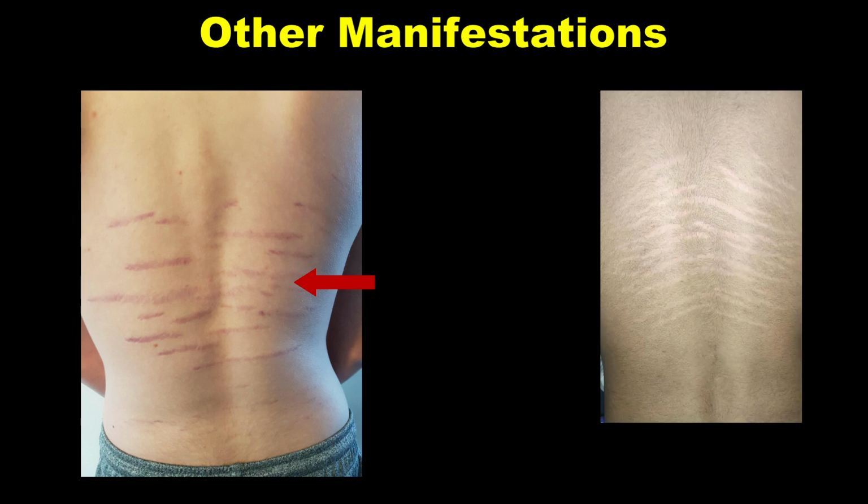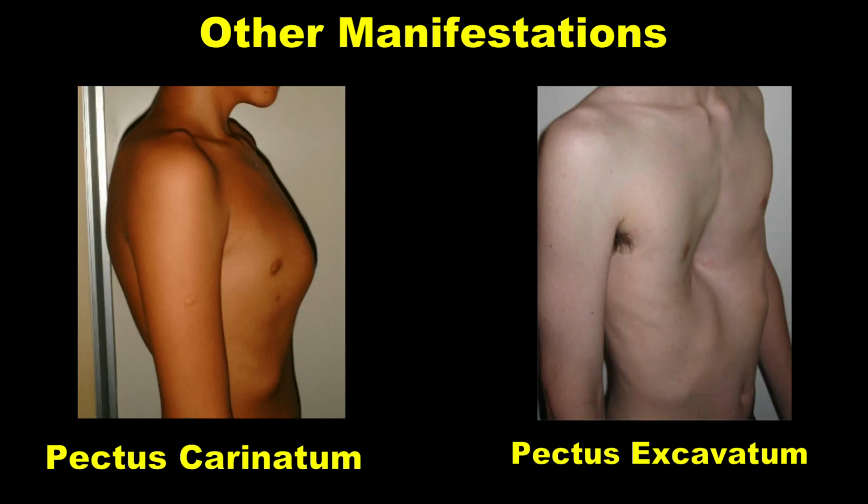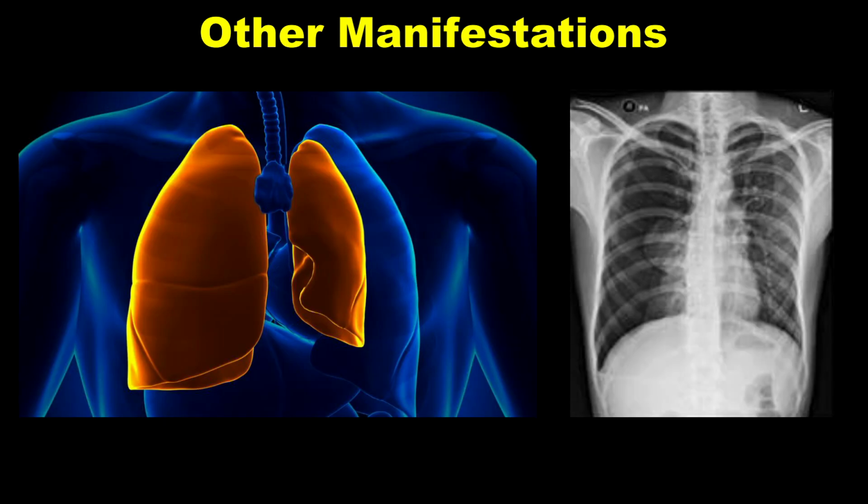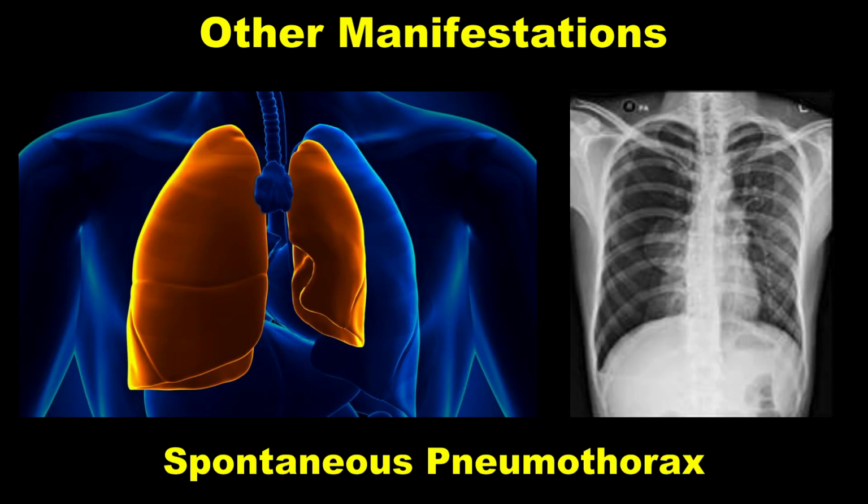Some less common manifestations of Marfan syndrome can be seen in the skin in the form of stretch marks. These are usually pinkish, scar-like lesions which can later become white. When they become white, they are called striae atrophicae. We have already discussed that there can be certain deformities in the chest in Marfan syndrome. Along with them, in certain patients, there can be spontaneous pneumothorax due to widening of the distal air spaces.